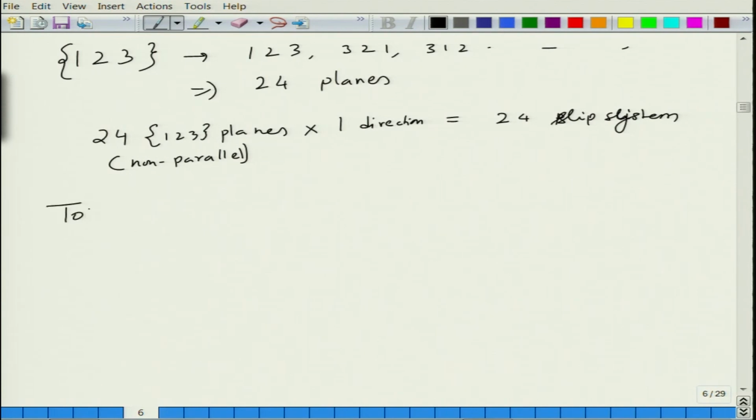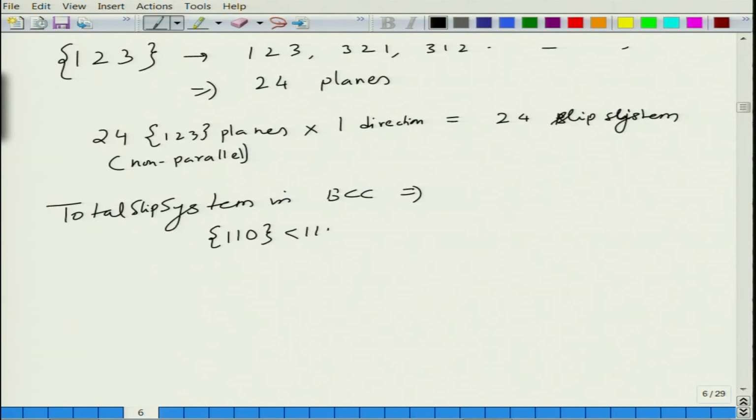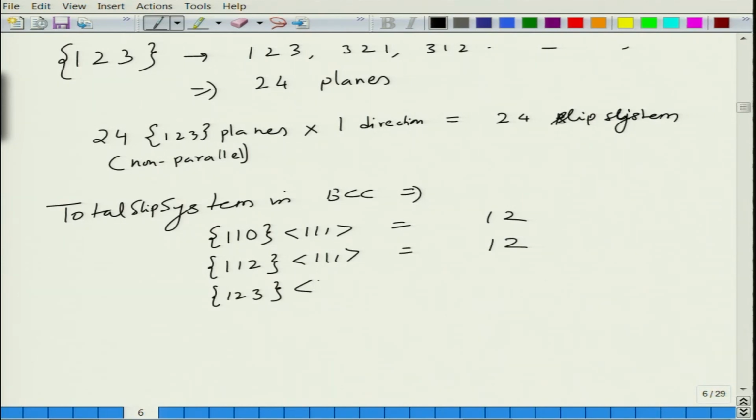So, total slip systems in BCC will be, first one will be 110, 111, this is 12. Second is 112, 111, this is 12. Third is 123 into 111, this is 24. So, a total of 48 slip systems in BCC.